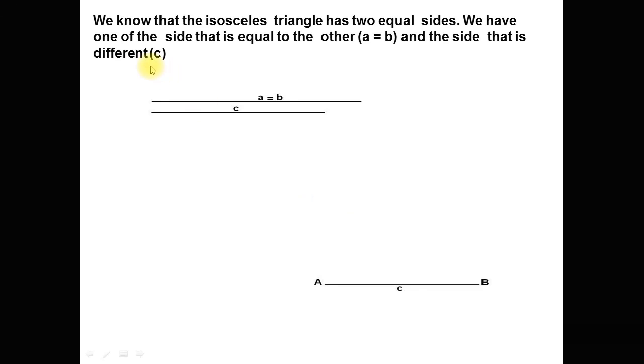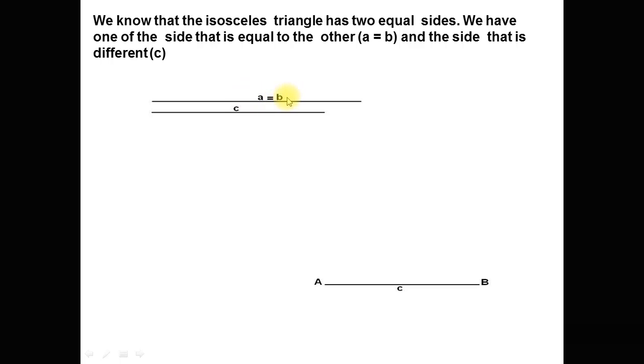For the construction, we know that the isosceles triangle has two equal sides. We have one side that is equal to the other side. Suppose A is equal to B. So in the given data we have only one side, and the other side will definitely be equal to side A. But the side that is different, C, will not be given. So for example, we have two sides A and B that are equal, so this line represents the two sides which are equal, and this side C represents the side which has a different length as compared to side A and side B.